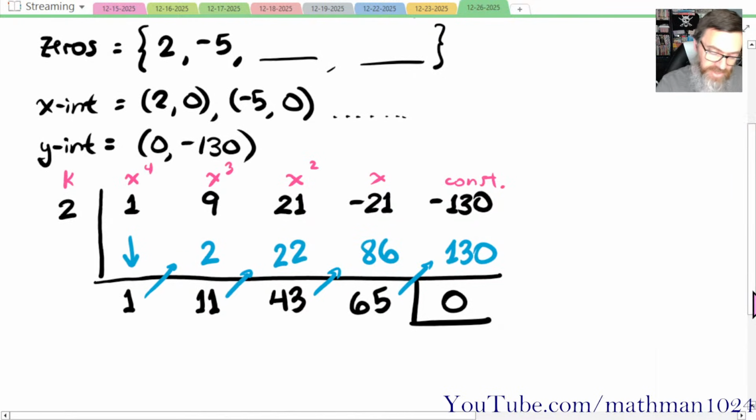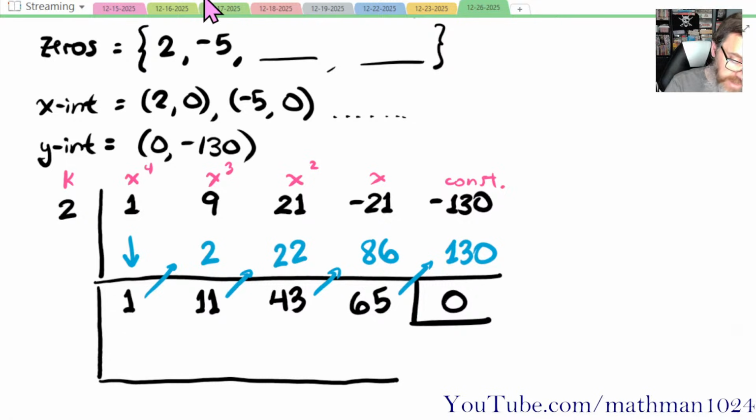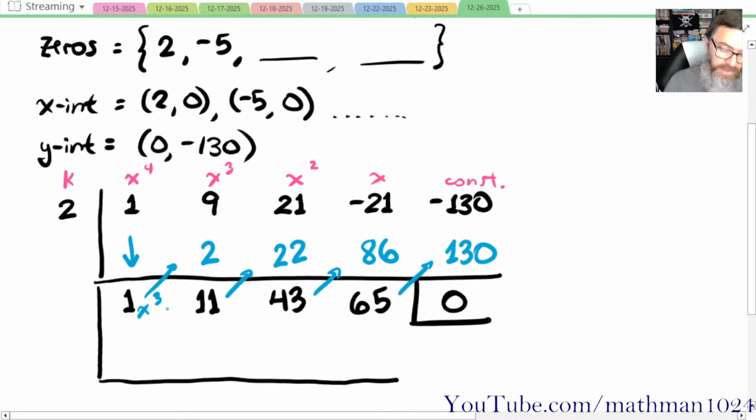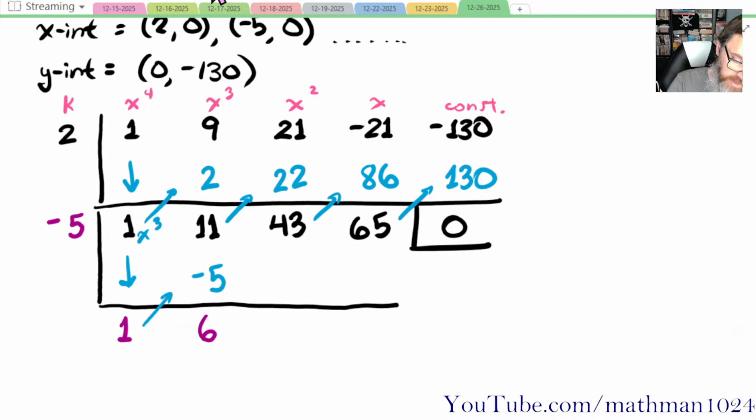And now we're going to do the same thing on a smaller polynomial, because this was x to the fourth. It's now x to the third. So we're going to use our other k value of negative 5, and let's see what happens here. All right, so the first thing I'm going to do is bring down the 1, multiply times k. So that's negative 5, add to get 6, multiplying gives me negative 30.